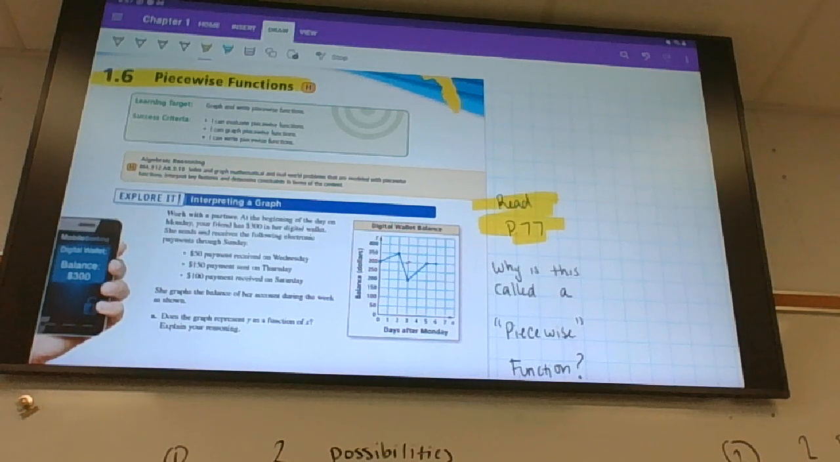But I want you to think about what the situation is in real life. What is a digital wallet? And then why would this be called a piecewise function? Why is the title piecewise? What might you call it? And why do you think they called it piecewise?